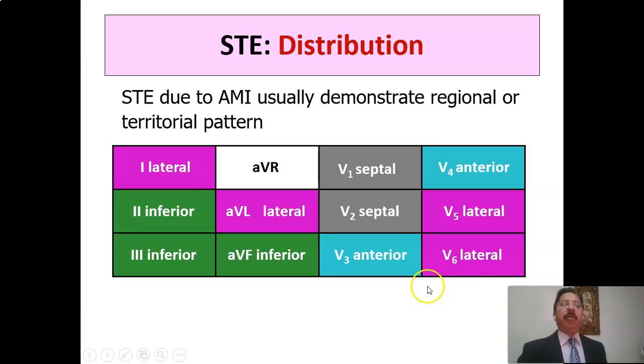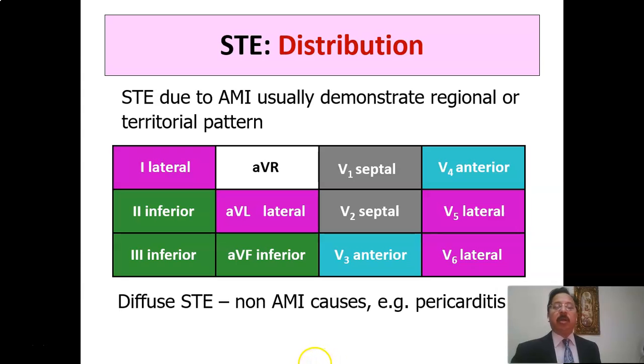2, 3 and AVF, inferior wall. V1, V2 septal. V3, V4 anterior. So usually these are the anatomically contiguous leads. If you see the changes in these territorial patterns, this is more significant, and it shows that the patient has myocardial infarction. But if you see the ST segment elevation everywhere, then this is not myocardial infarction. Okay, so diffuse ST segment elevation may be a feature of pericarditis.